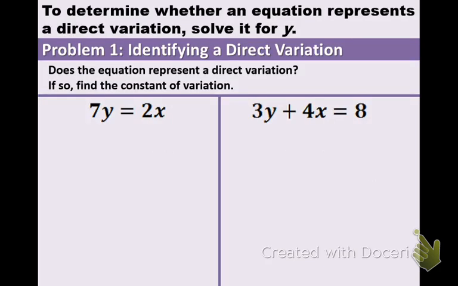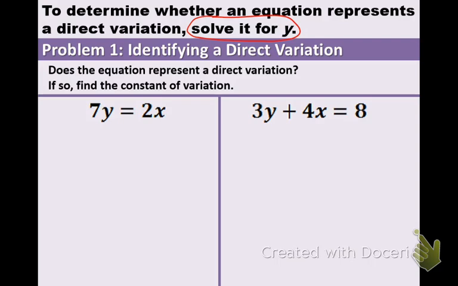To determine whether an equation represents a direct variation, we need to solve it for y. So that's your blank. Solve it for y. In example 1, we're going to do just that. So we're going to get y by itself. And we've done this before in previous chapters.